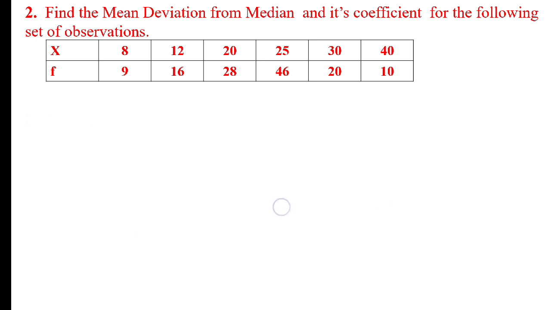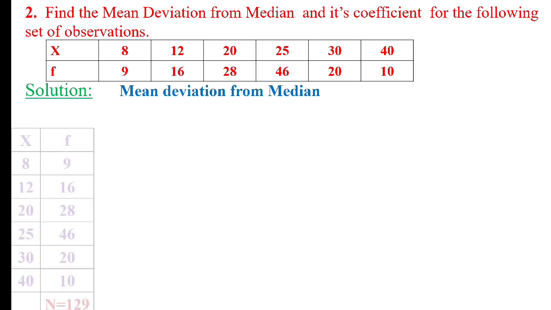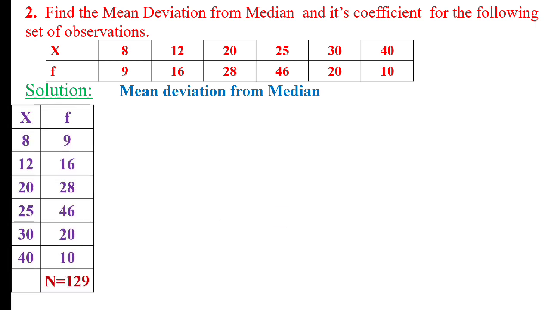So the solution will be mean deviation from median. The given set of values will be written in vertical form. Total frequency: 9 plus 16 plus 28 plus 46 plus 20 plus 10 equals 129. We know the mean formula, but the median you need to find. When you want to find the median, you need to first find the cumulative frequency.